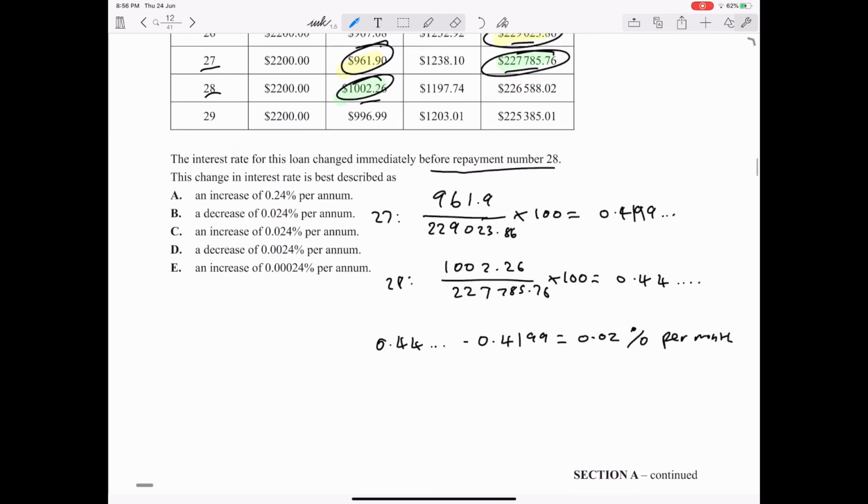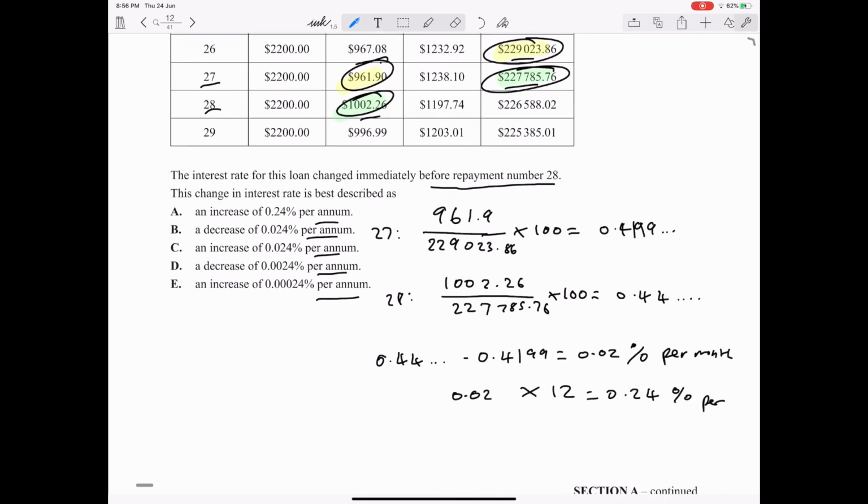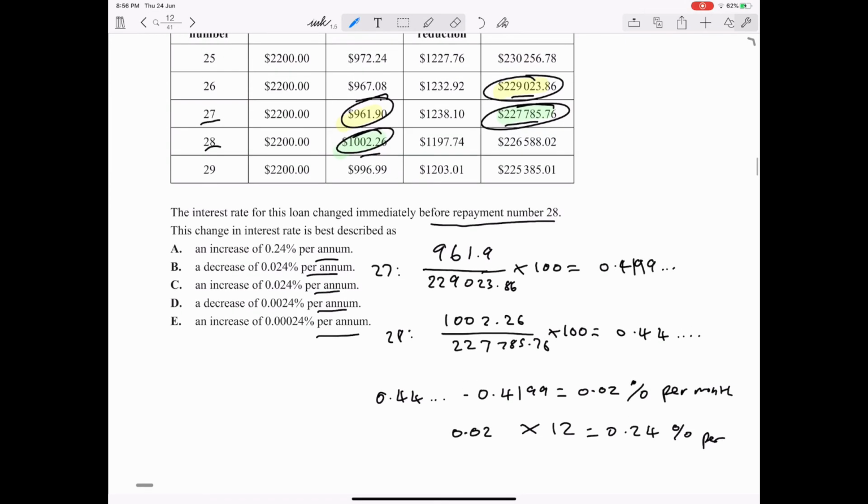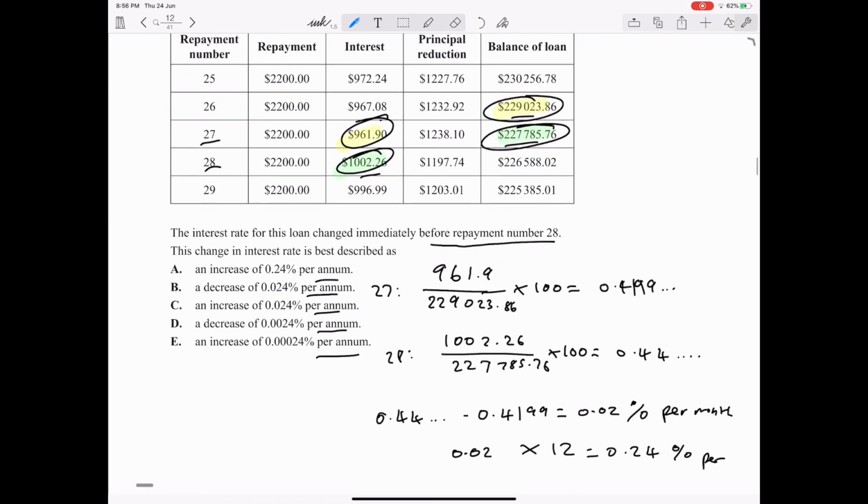If you want to convert that to a yearly interest rate, because all our multiple choice options are per annum, you just multiply that by 12. So if you multiply that by 12, you will get 0.24% per annum. So basically that means we have an increase in the interest rate of 0.24% per annum. So therefore A is the correct answer.